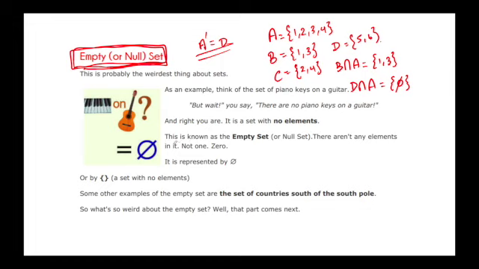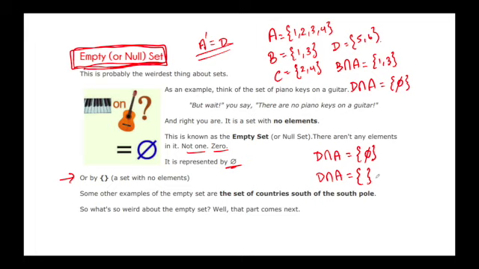So there are no elements in the set, right? Not 1, not 0. There are no elements. It is represented by this. So you could see I could write D intersect A is the empty set like that, or I could write D intersect A is just an empty set like this. So these are the two ways that I could write it.